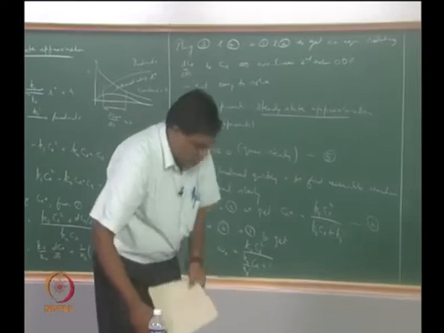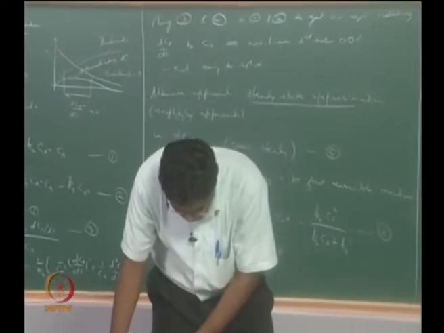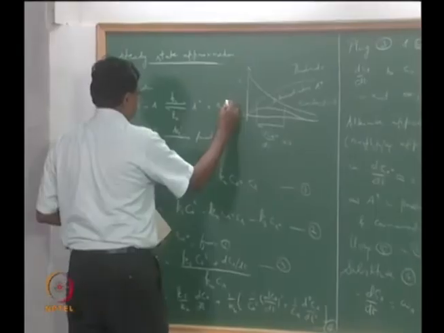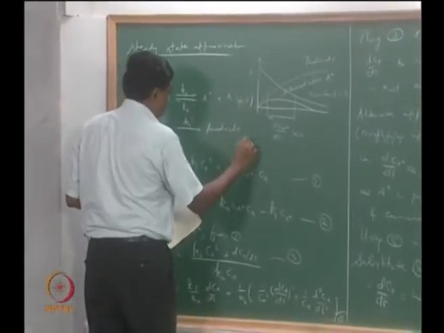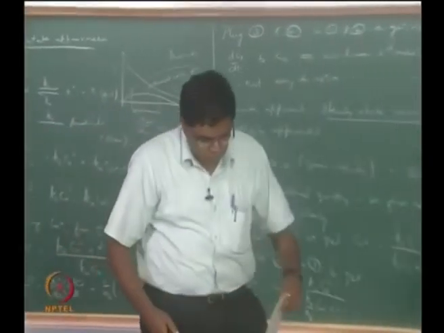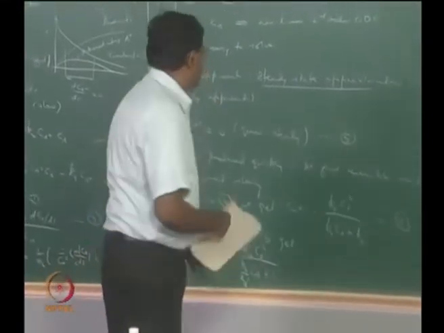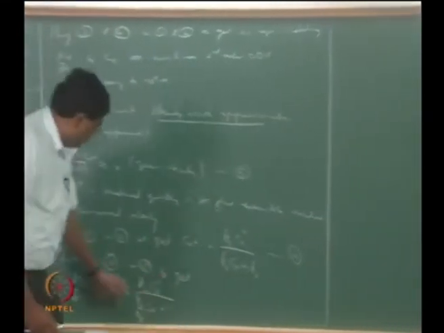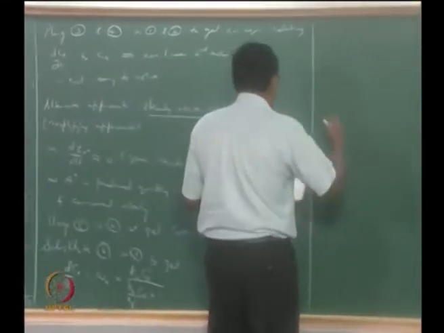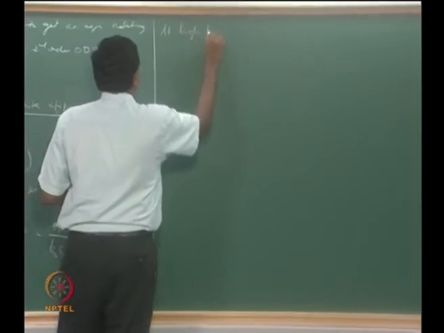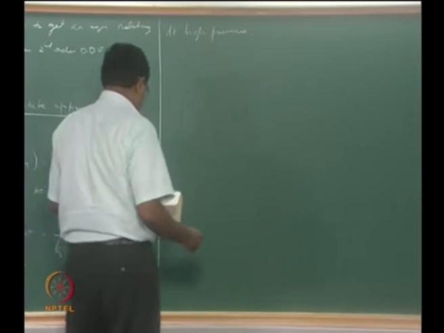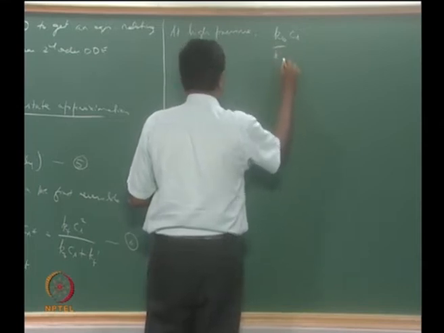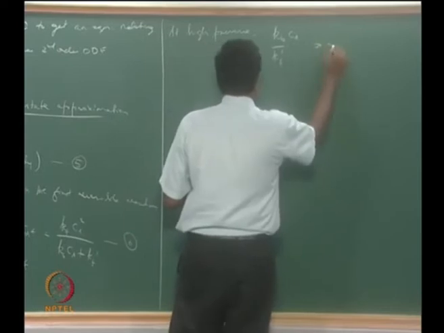So that is exactly what we are going to do. Originally we said that this is going to be the fast and this is going to be slow. With this in mind, we can now look at when you would have which condition, in terms of this term's comparison with unity. So at high pressure, KB CA over KF prime is much greater than 1.